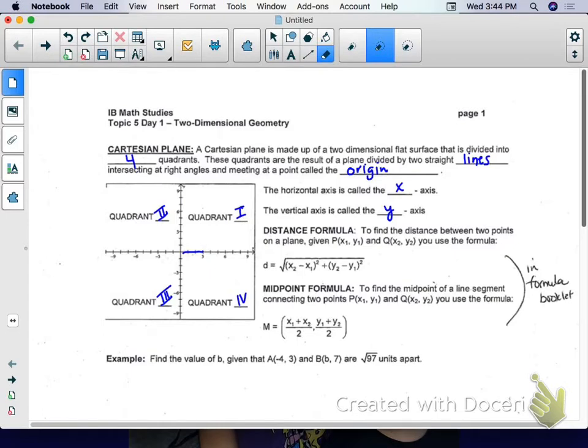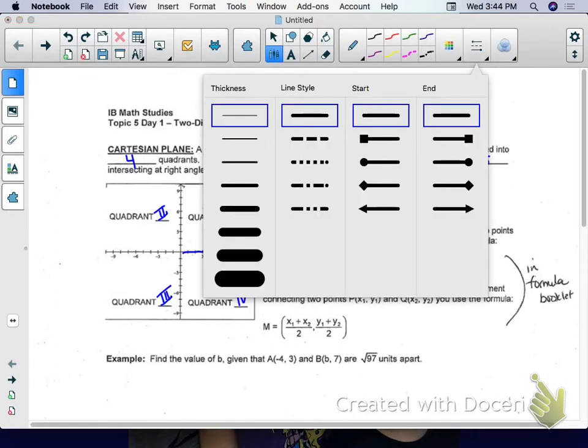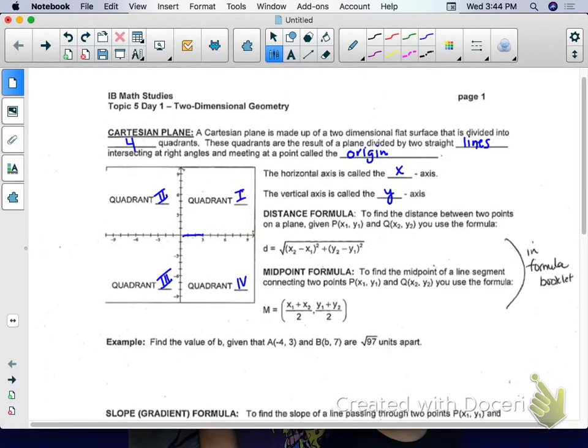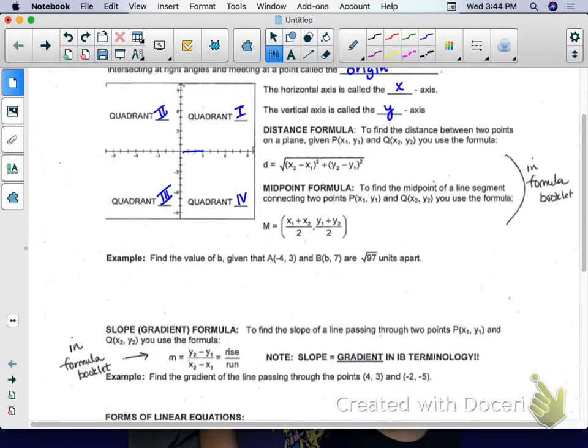Same thing with the midpoint formula. It doesn't really matter which order you add the x's in. You'll end up with the same answer either way. So the first example here is a little bit different. Find the value of b, given that a is (-4, 3), b is (b, 7), and they are the square root of 97 units apart.